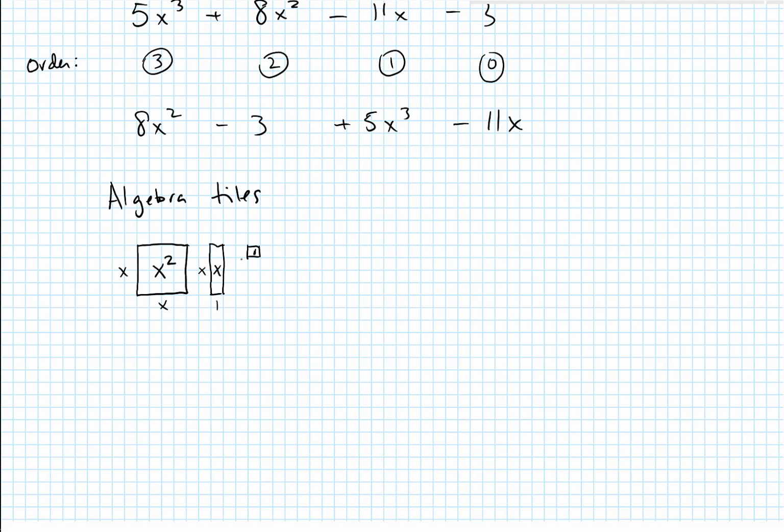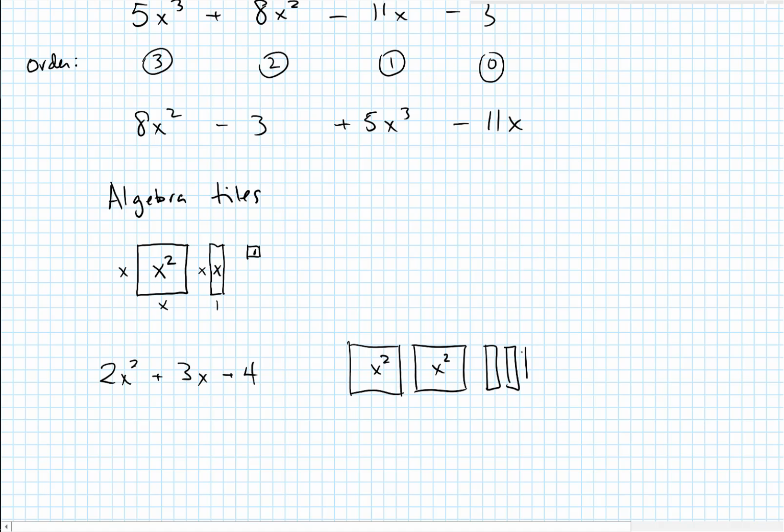So you can use these algebra tiles to represent various polynomials. So let's say, for instance, you wanted to represent 2x squared plus 3x plus 4. So 2x squared means you have 2 of those big squares. So there's 1 x squared. There's another x squared. 3x's means you've got 3 of those rectangles. So there's 3 x's. And 4 1's means you've got 4 1's. So 1, 2, 3, 4.